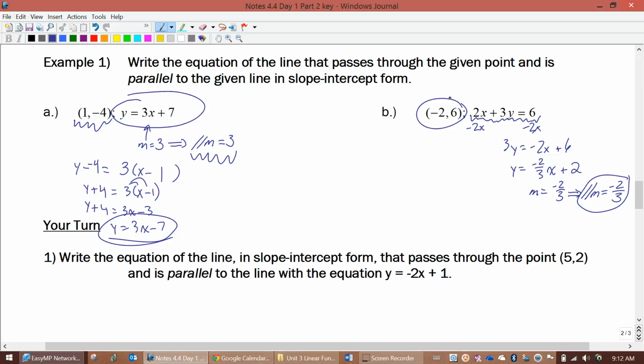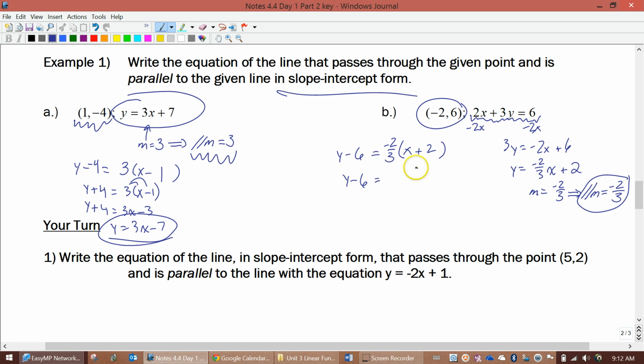Yes, sir. It could be positive or negative. In this case, it happens to be negative. So the slope in the new line, the one that's parallel to it, is also negative 2/3. And then we drop our x-coordinate with our x, which becomes plus, and our y-coordinate with our y, which stays minus. And then we rock it from there.